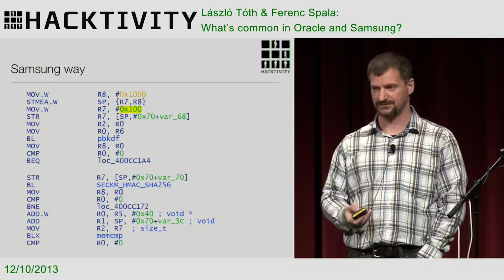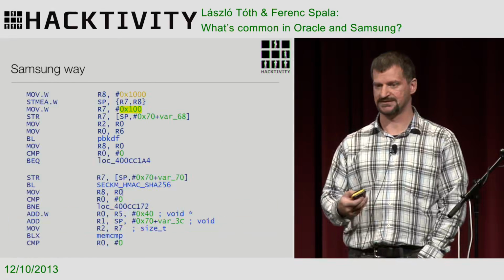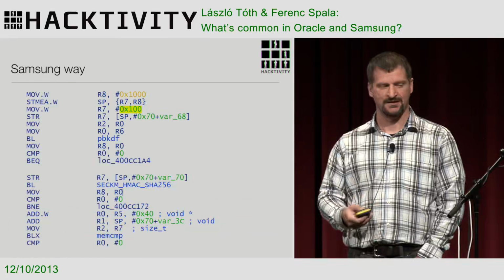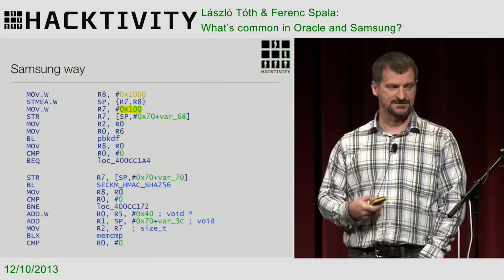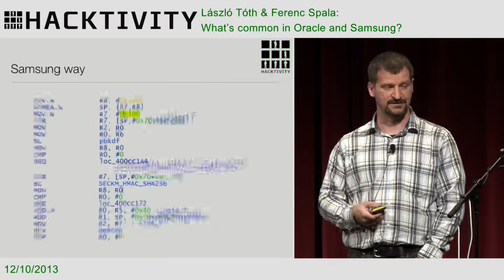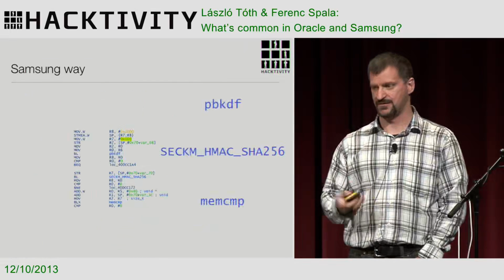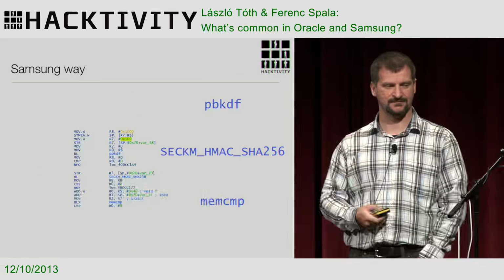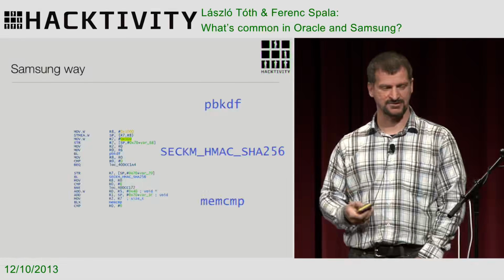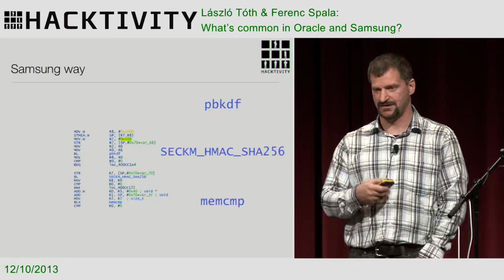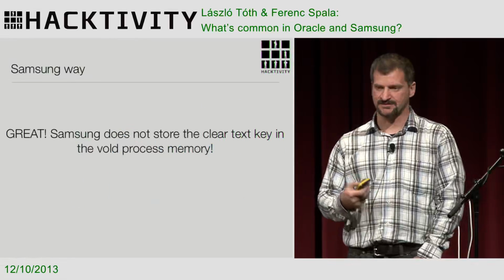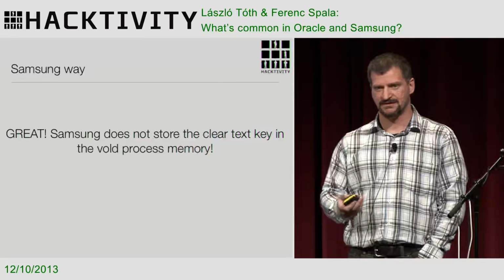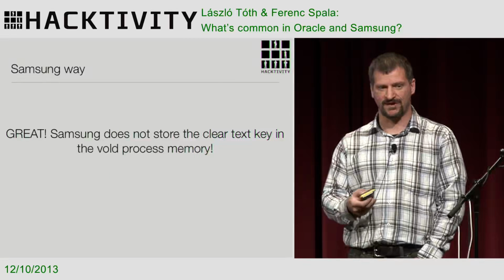In case of Samsung, as I said, the verify_EDK is called. Basically, it generates a padding from the supplied password with the help of the key derivation function and the HMAC of the encrypted key and the key derivation result. Then it compares the generated padding with the stored padding. Cool. In case of Samsung, it seems it doesn't need the cleartext key to verify a password.